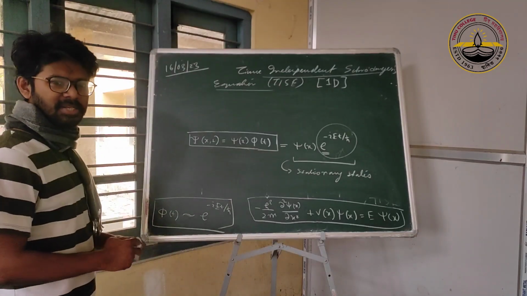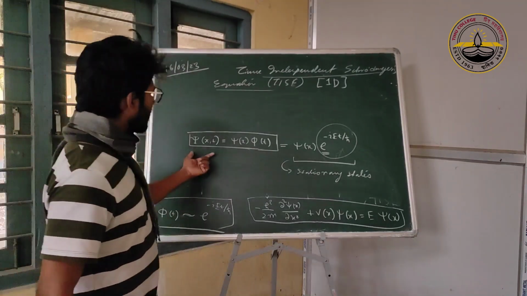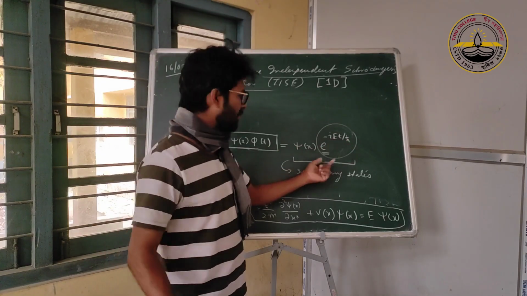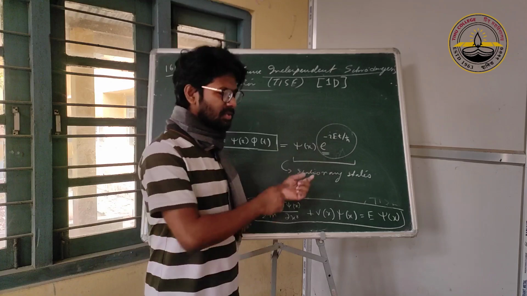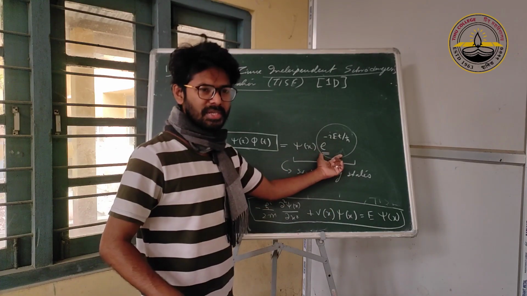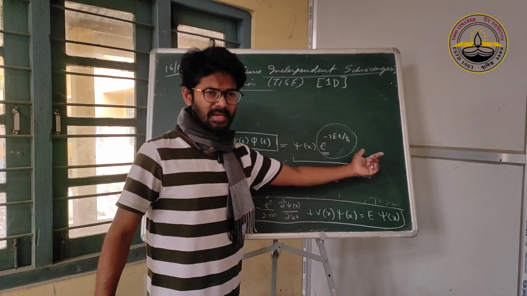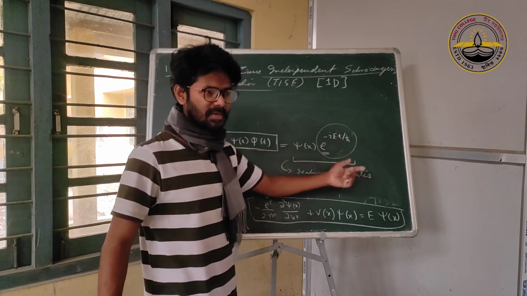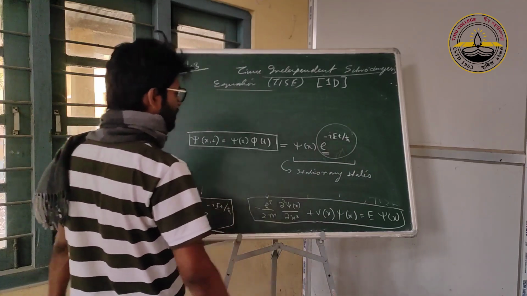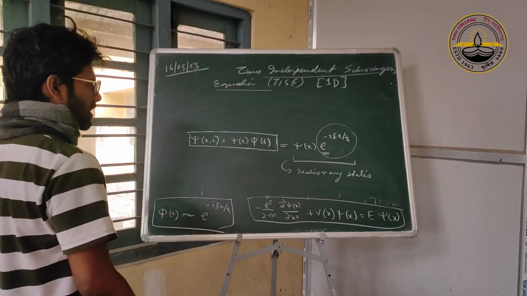Stationary means what? They don't change in time. But clearly they do, right? There's a time dependence, but a special way. This piece is what? It's just oscillation. This is sine E t by h cross plus i cos E t by h cross, right? So it has both real and imaginary parts, and they oscillate.